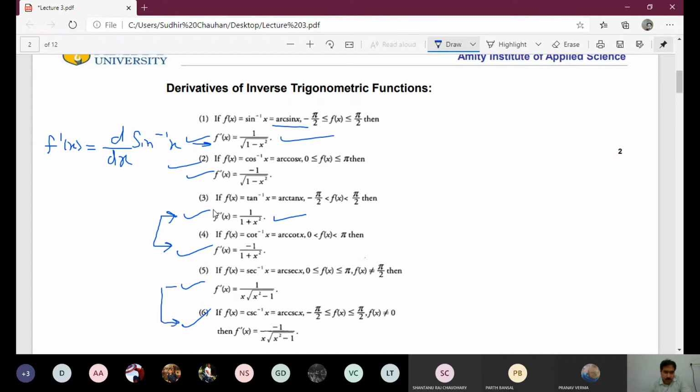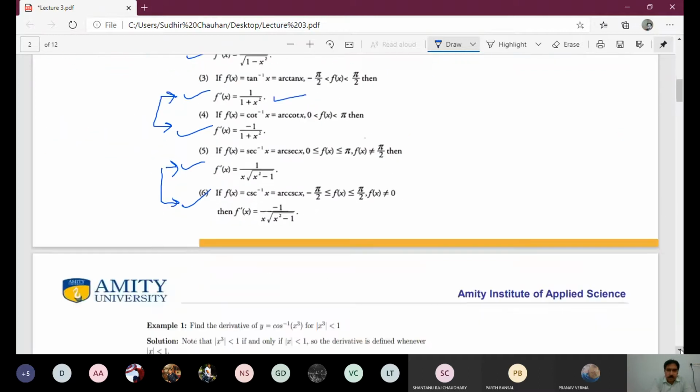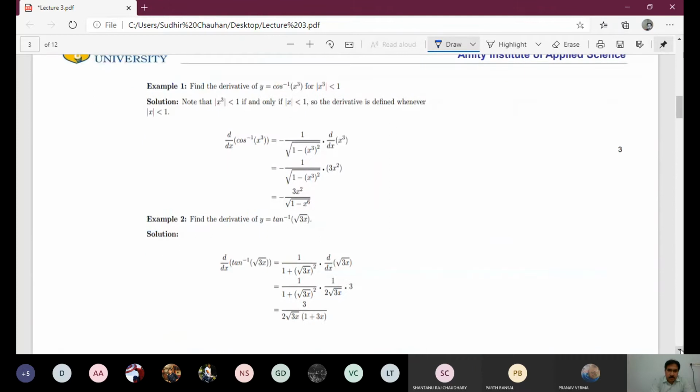Now the same symmetry is there for sec x and cosec x. If f(x) is sec inverse x, then its differential is 1 upon x under root x square minus 1, and if f(x) is cosec inverse x, then f dash x is minus 1 upon x under root x square minus 1. So we have to remember all these formulas. Now here we have some examples.